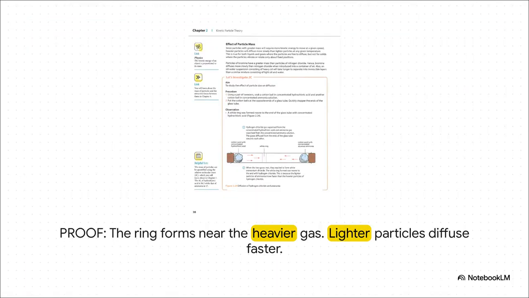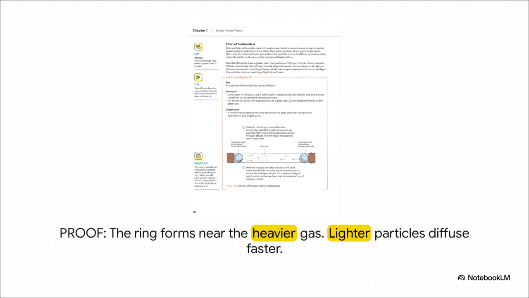And if you want proof, look no further than this classic experiment. It's brilliant. On one side of this tube, we have ammonia gas. Its particles are pretty light. On the other side, hydrogen chloride gas. Its particles are much heavier. They start diffusing towards each other, and when they meet, they react and form that white ring you see.